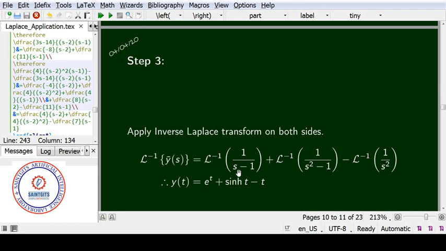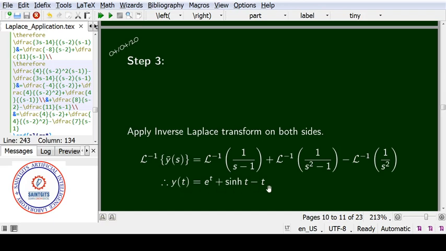The left side, L inverse of y bar of s, is y of t. Then we know that L inverse of 1 by s minus a is e raised to at, and therefore L inverse of 1 by s minus 1, here a is 1, is e raised to t, plus L inverse of 1 by s square minus 1, so a sinh function will be there. Here a is 1, so 1 by 1 sinh 1t, or sinh t, minus L inverse of 1 by s square. We know L inverse of 1 by s raised to n plus 1 is t raised to n by n factorial. Here n plus 1 is 2, so n is 1, so t raised to 1 by 1 factorial, or t. In effect we got the solution y of t equal to e raised to t plus sinh t minus t.